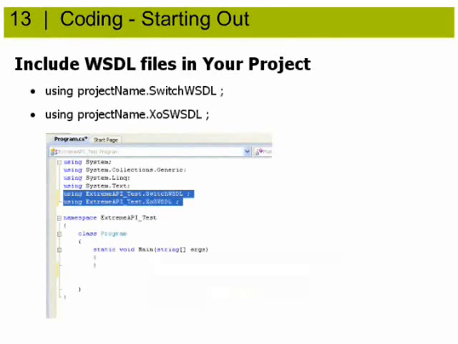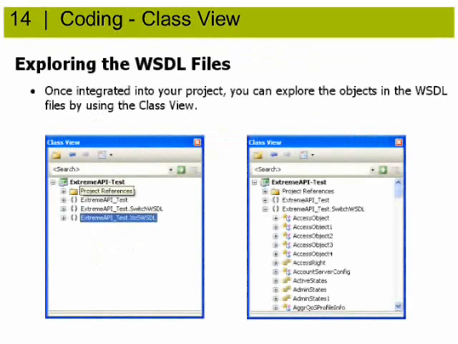In order to include the XML SDK files in your project, place the following instructions at the beginning of your C# source file: using ProjectName.switchWSDL; and using ProjectName.XOSWSDL; Exploring the WSDL files. Once integrated into your project, you can explore the objects in the WSDL files by using the class view.